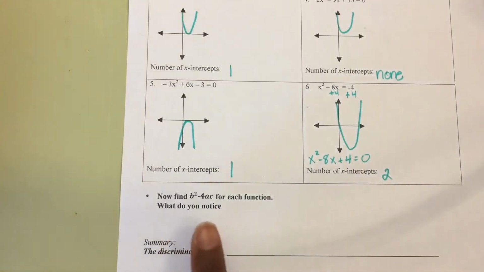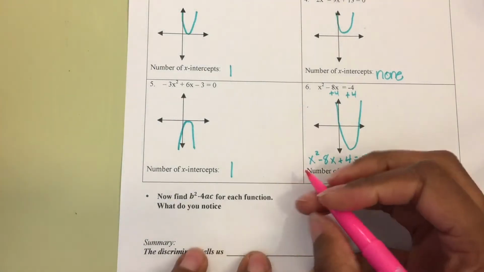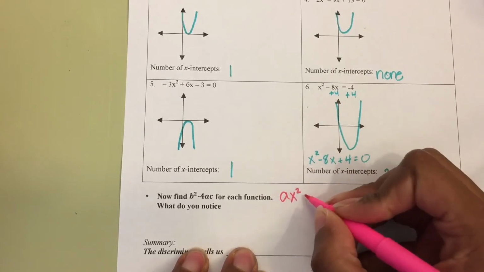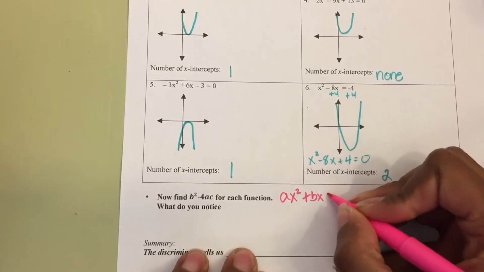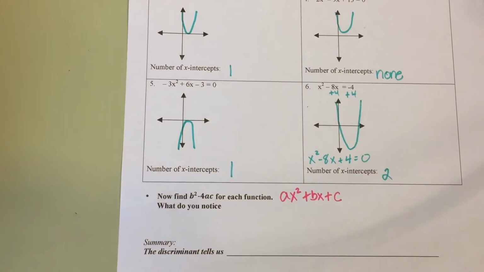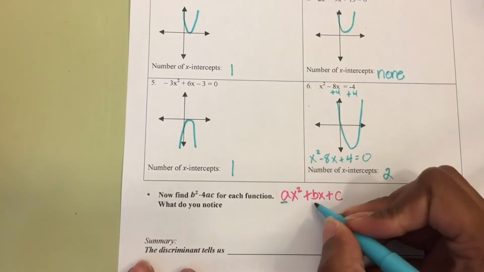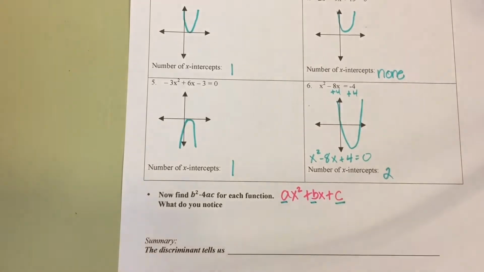So now we're going to go back, and we're going to find b squared minus 4ac. Now, if you remember from when we did these problems before, standard form, which is what all these are in, we have ax squared plus bx plus c. And so when it's talking about b squared minus 4ac, it's talking about the a, the b, and the c.